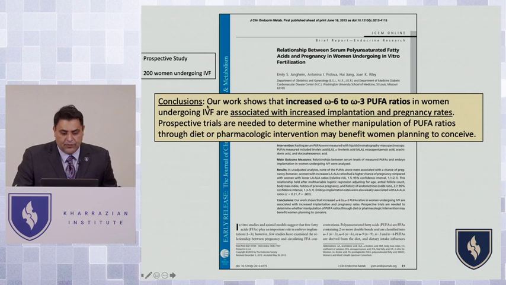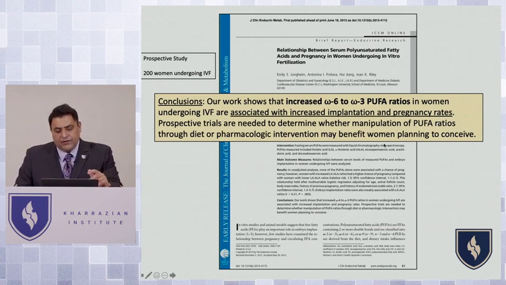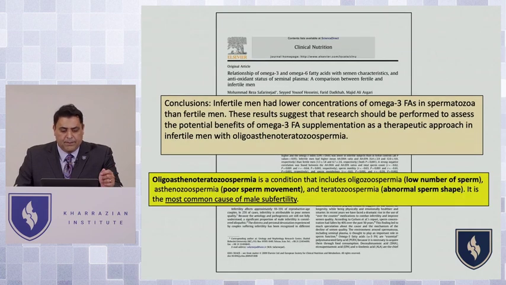And then this other paper, which was a prospective study of 200 women undergoing IVF, found: our work shows that increased omega-6 to omega-3 polyunsaturated fatty acid ratios in women undergoing IVF are associated with increased implantation and pregnancy rates. Prospective trials are needed to determine whether manipulation of polyunsaturated fatty acid ratios through diet and pharmacological supplementation may be of benefit for those planning to conceive. So study after study really shows how important these fatty acids are in normal fertility mechanisms.